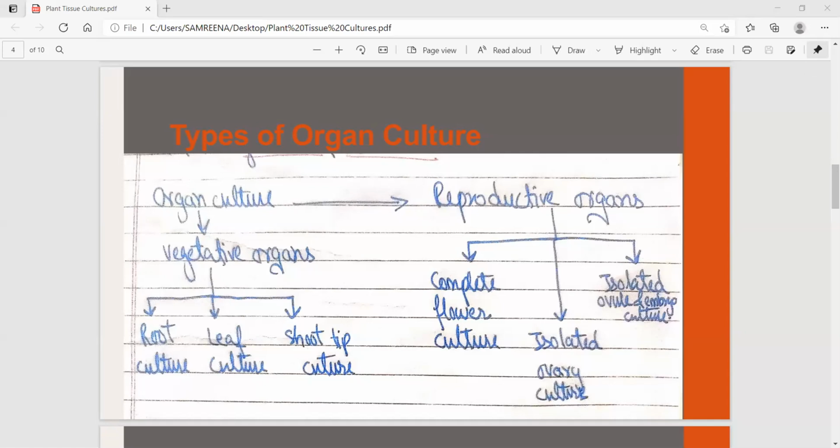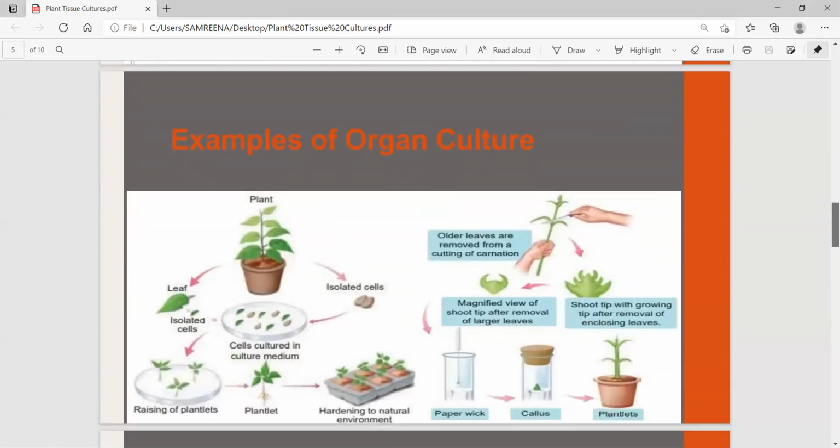Now the another one is, here we have taken the examples of organ culture. Like in this diagram, we are having the potted plant. From this potted plant, we have taken our leaf, we have isolated explant from the leaf. Then we will go for isolated cells. We can culture these on the culture medium. Then from the culture medium, we are able to raise our plantlets. Then these plantlets are allowed to grow in pots in the soil, and the process of moving the plantlet from the lab into the soil is called the hardening process.